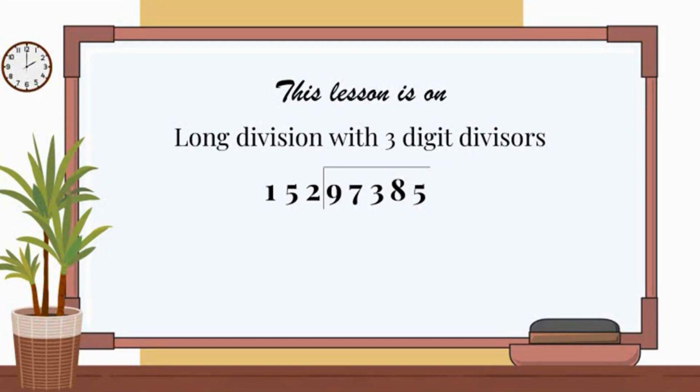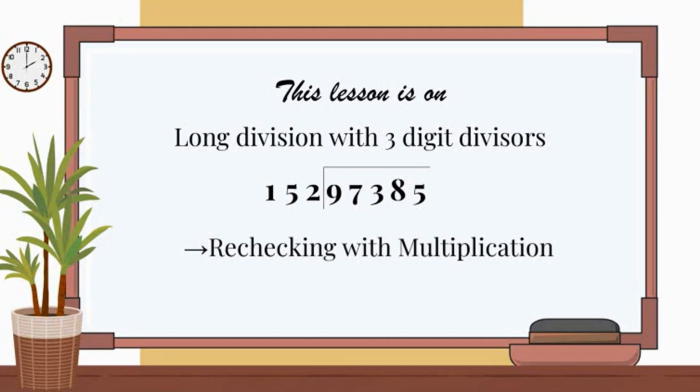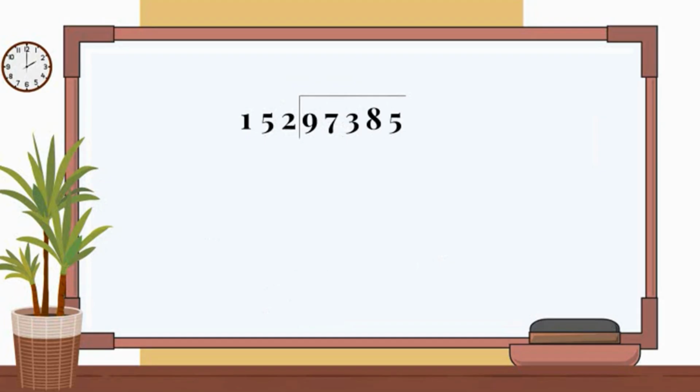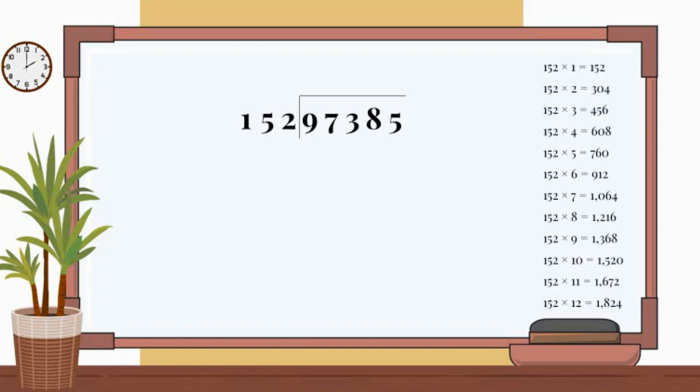Today's lesson is on long division with 3-digit divisors. In this lesson, we will also cover rechecking long division with multiplication and by casting out nines. To solve the problem 97,385 divided by 152 as smoothly and efficiently as possible, we will first gather our 152 multiplication table.